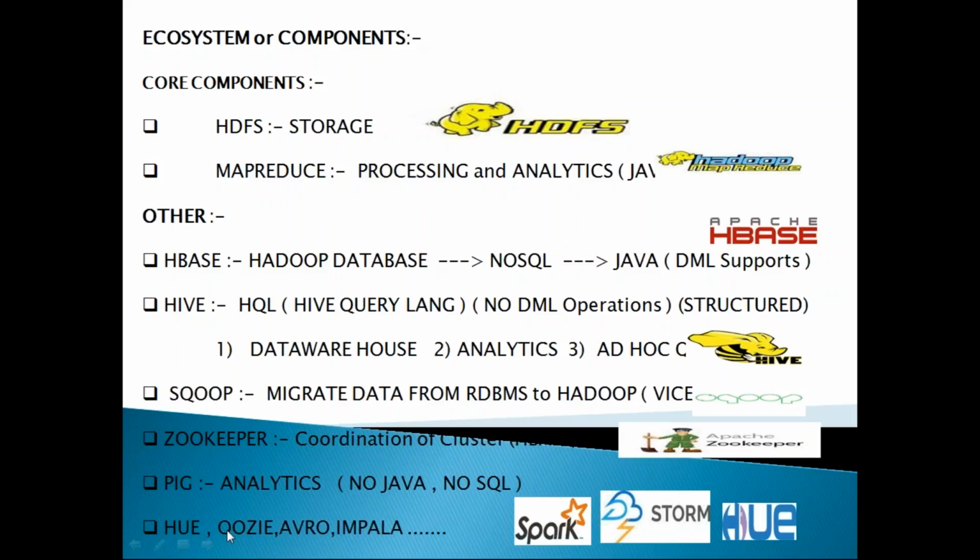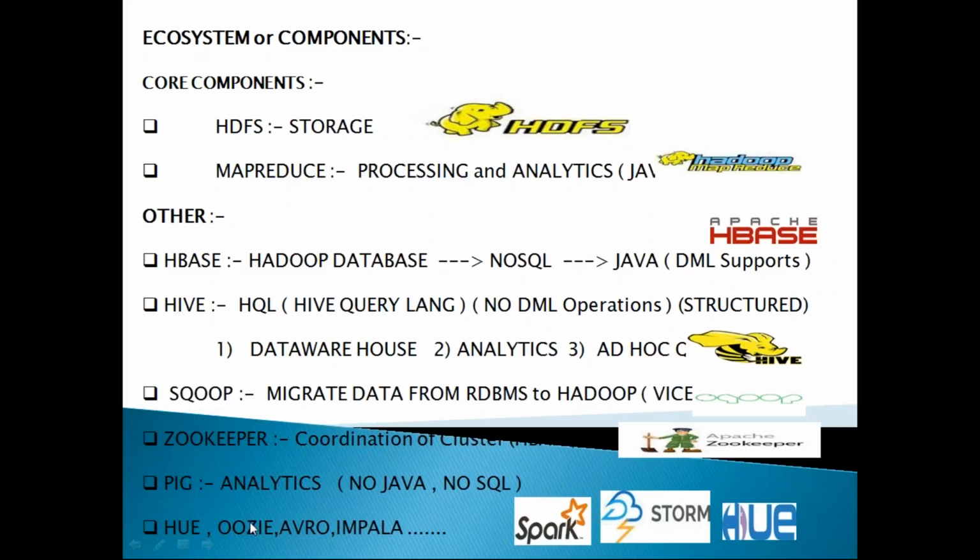Like that we have Hue, Oozie, Avro, Impala, Spark, Storm. Many more components are there. But if you want to start your career with Hadoop, you require these components: HDFS, MapReduce, HBase, Hive, Sqoop, ZooKeeper, Pig, Oozie.